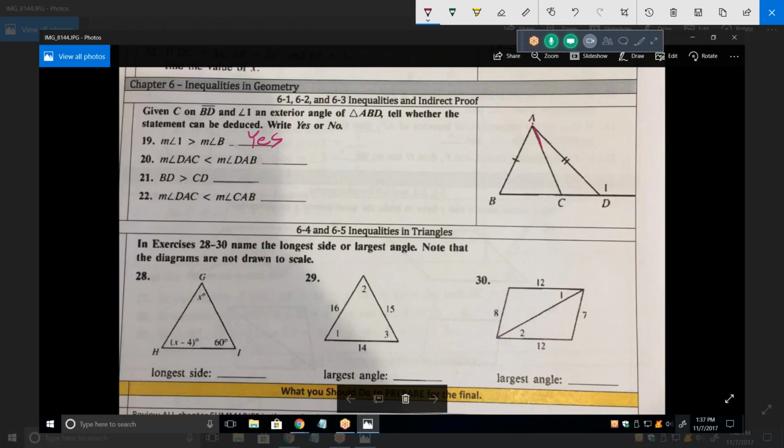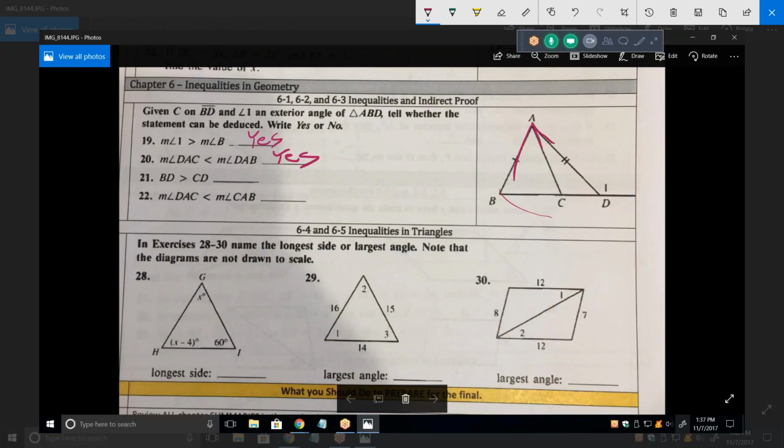This angle is less than DAB. Why is that? It's obvious from looking at it. But actually they don't require you to give the reason. It's just a yes or no.